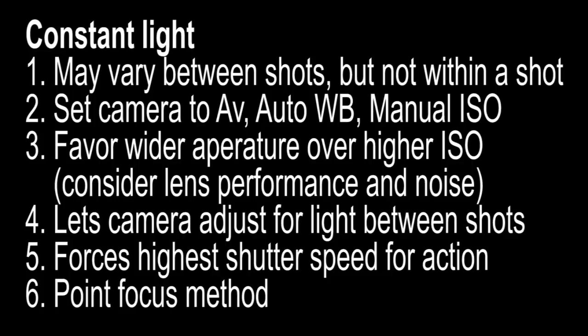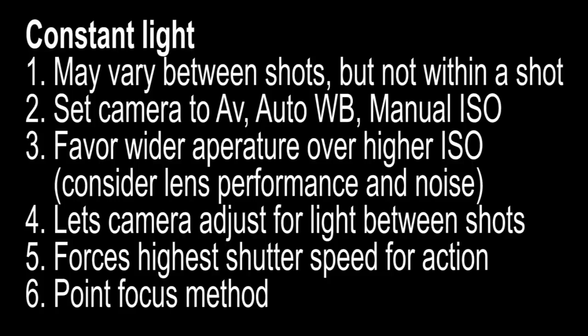For these types of shots, I'll generally run my camera in AV or aperture priority mode, automatic white balance, and manual ISO. To get some initial shooting conditions, I'll generally have my lens not all the way open, but right around an f4 perhaps, and set my ISO to maybe 400 or 800. And I will let the camera tell me what the correct shutter speed is.